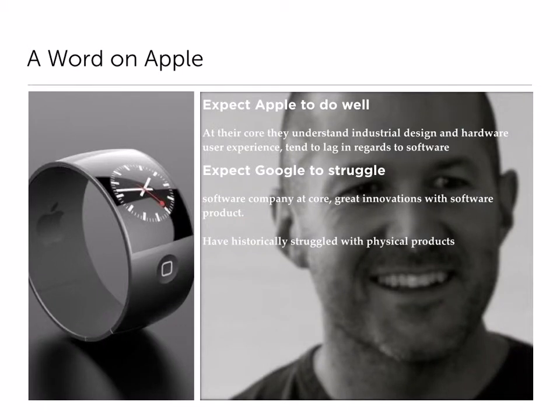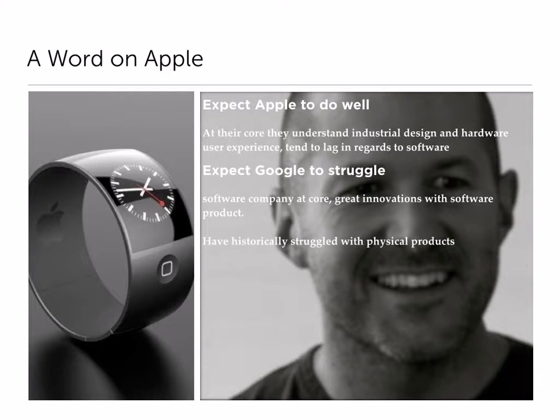A word on the companies engaged here, and here I focus on Apple and Google, but this really applies to any company wanting to go into wearable tech. I think even Intel developed a smartwatch. But the thing with wearable technology is, as fascinating a field as it is, a lot of companies really need to take a step back and ask themselves, is this really the field I should go into?